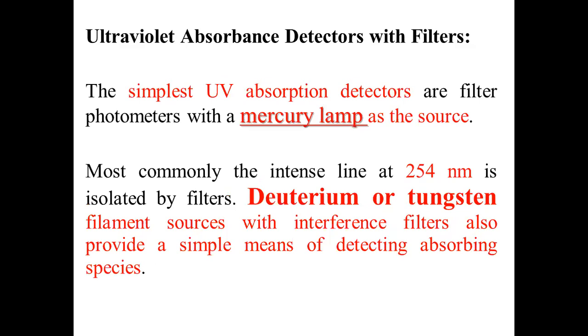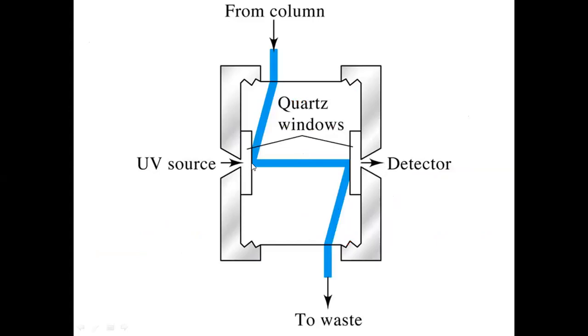Ultraviolet absorption detectors, UV absorption detectors. As you know, these will utilize a source such as a mercury lamp, or deuterium or tungsten filament sources can also be used. Here, the wavelength of the radiation will be fixed at 254 nanometer in most HPLC separations. The wavelength of the light radiation coming from either the deuterium, tungsten or mercury lamp will be fixed at 254 nanometer, and that will be made incident on the given compound through this particular cell.